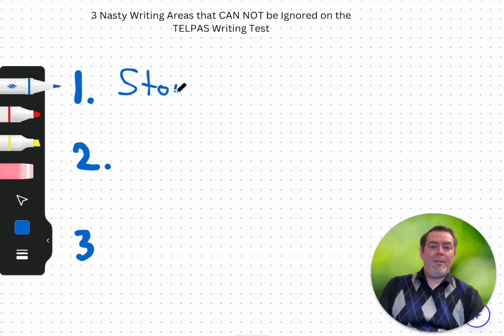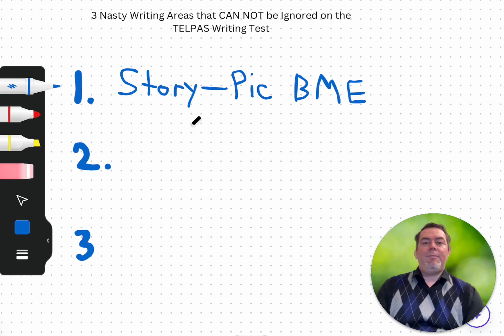Okay, it's going to be based on pictures. Right? A lot of the times, 4 pictures, a series of 4 pictures. Or it could be less if they're going to do an order and they might take out a part and ask you to write about it, or take out 2 parts. And it's going to have a beginning, a middle, and an end. Okay, that is the first area you cannot ignore.